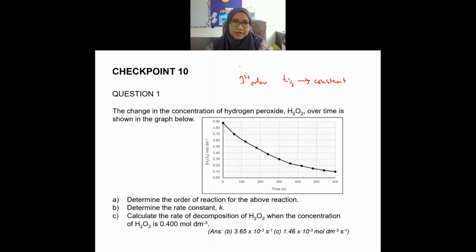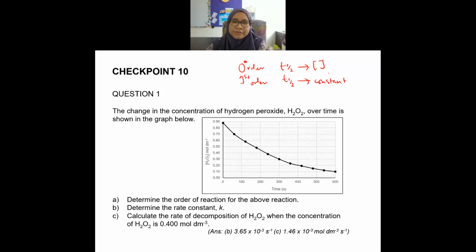Okay, if it is zero order, apa ni? Zero order, dia punya T half, is it decreasing ke increasing ah? When the concentration decrease, the time taken will increase, is it?